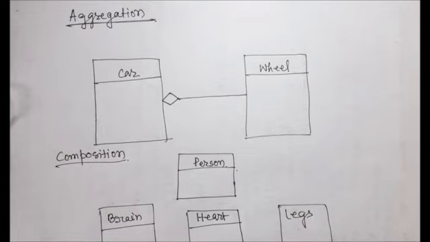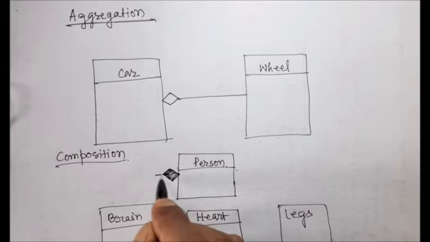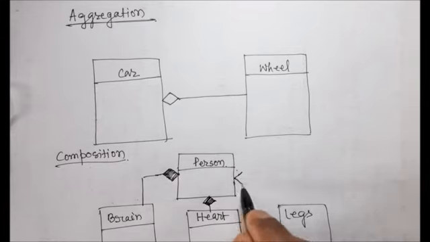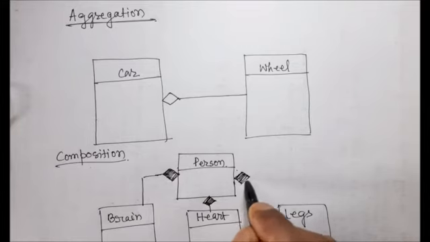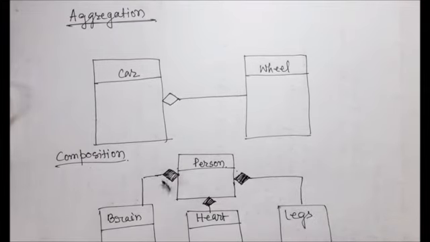So, how do I represent that kind of relationship? That is represented by a black diamond, or we can say a filled diamond. So, this is the relationship between person, heart and brain class. Look at this, in case of aggregation there is an empty diamond, but in case of composition we consider a filled diamond. So, that is the relationship of composition.